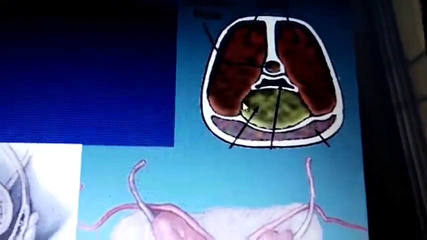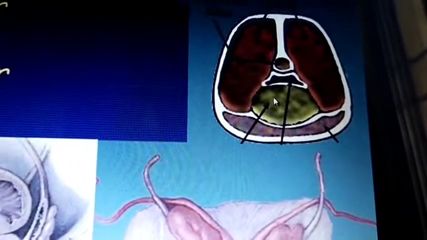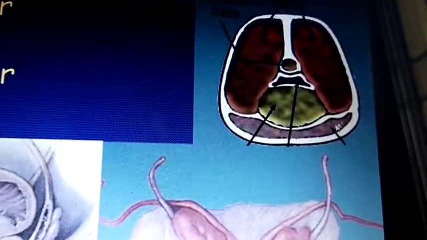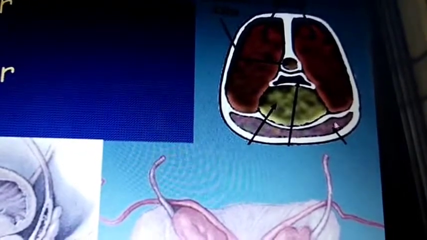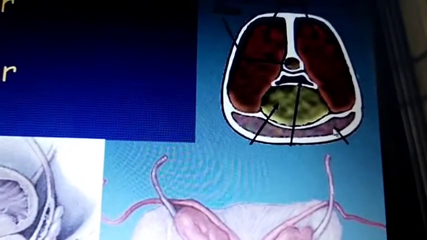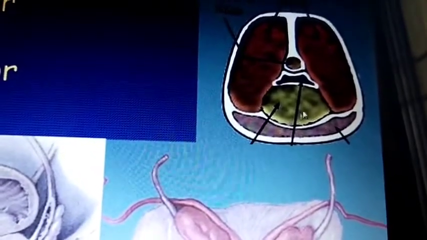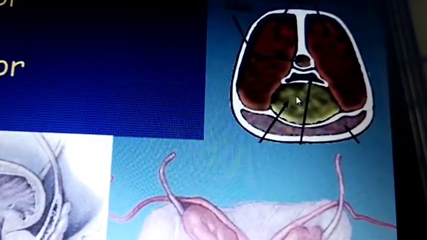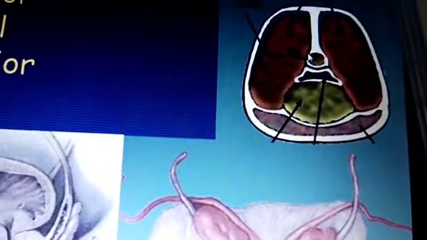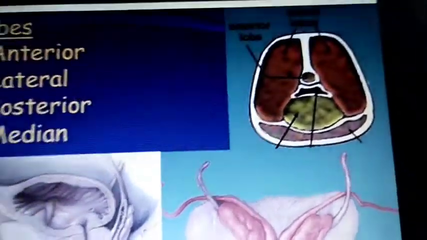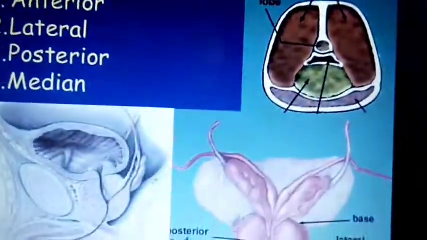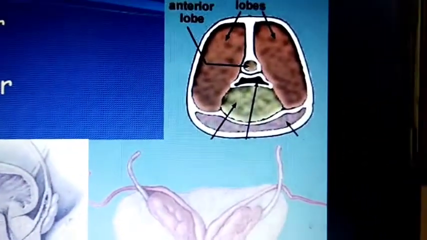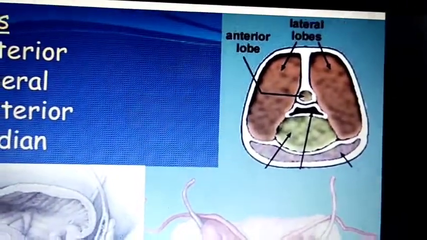And this is the median lobe, present in the middle, that is why it is the median lobe. This is posterior to the urethra and the median lobe, so this is the posterior lobe. This is the posterior lobe, this is the median lobe, this is the anterior lobe. Actually, enlargement of the median lobe alone causes retention of urine. That is a very important thing.